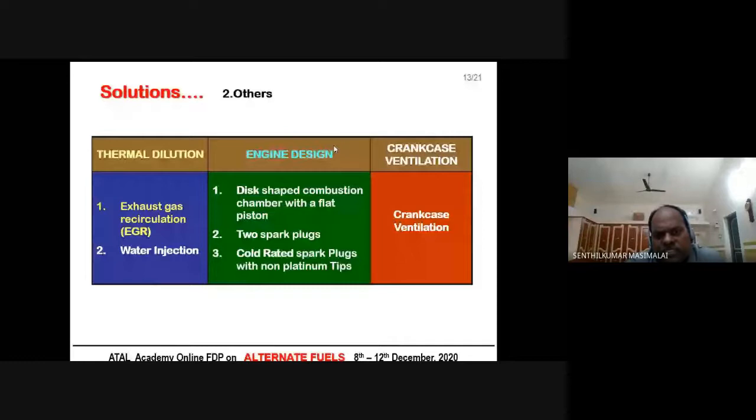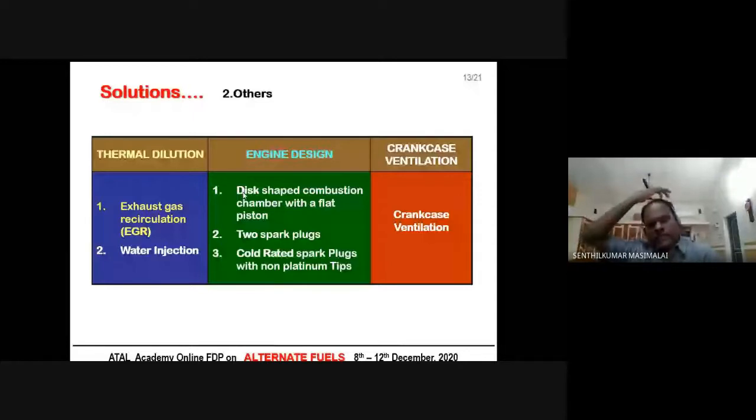Then by doing modification in the engine design, we can reduce the risk of pre-ignition and backfire. Under engine modification, we can go for a disc-shaped combustion chamber with a flat piston. For example, in our diesel engine, you will have a bowl in the piston. In our petrol engine, sometimes you will have some projections, or even a bowl in the piston. That kind of arrangement should not be there in a hydrogen-fueled engine, because those things will act as hot spots.